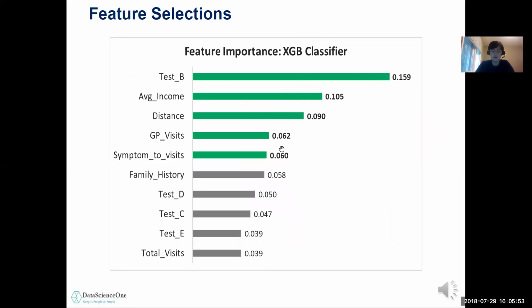So now let's talk about feature selection. Here is the feature importance plot of the XGBoost classifier. The reason I chose XGBoost is that it actually performed the best among the other classifiers. The take-home message here is that among all the categorical features we have, the top 10 selected features are the following. The top 5 selected features by the XGBoost classifier are diagnostic test B, second average income, distance, general practitioner visit, and finally symptom to visit days as the fifth ranking, based on the feature importance score.